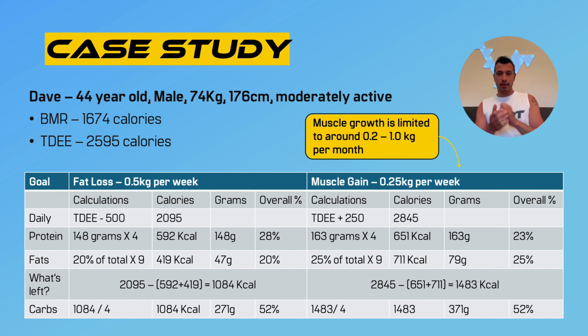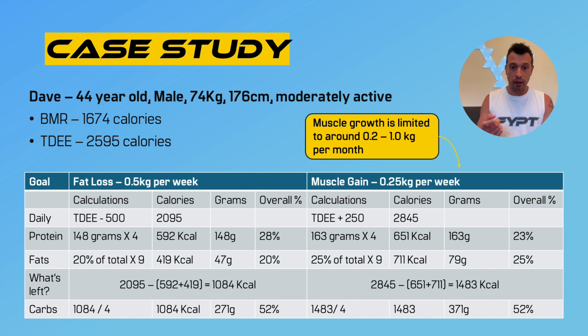So we'll use me as a case study. I'm 44, I'm male, 74 kilograms at the moment, 176 centimeters tall, and I'm classing myself as moderately active. So my BMR is roughly 1,674, but my TDEE is around 2,600, just under. Okay, so if I wanted to go for fat loss of around half a kilogram a week, I would take my TDEE, I'd minus 500, that would give me 2,096 calories. Okay, that is my total.